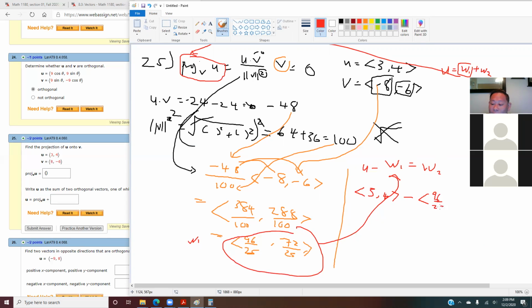96 over 25 and 72 over 25. So what you need to do next is just subtract these two in component form and you get your answer. 3, take away that. These are all pretty easy with a calculator. -21 over 25. That's fine. And then this one is 4 minus 72 over 25.